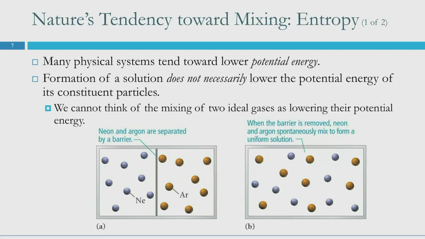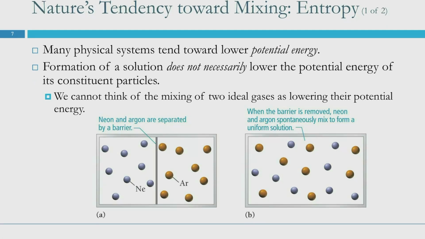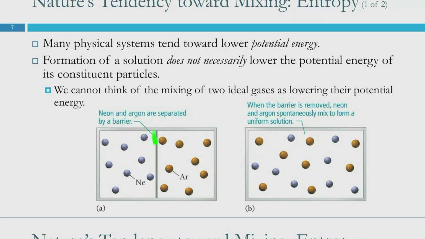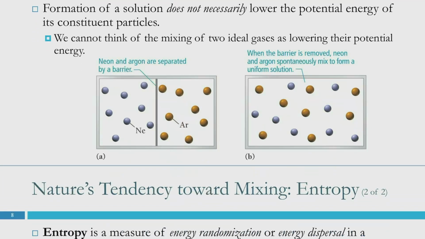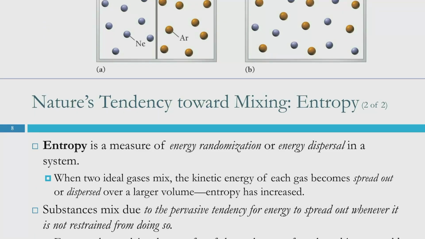Lots of physical systems tend towards lower potential energy. If we form a solution, it doesn't necessarily lower the potential energy of the particles. An example of this is if we are mixing ideal gases. If we're mixing ideal gases, it doesn't lower their potential energy. So neon and argon here are separated by a barrier, like we saw with our water and salt water. And if we remove that barrier, the gases will disperse themselves. They'll mix into a uniform solution.